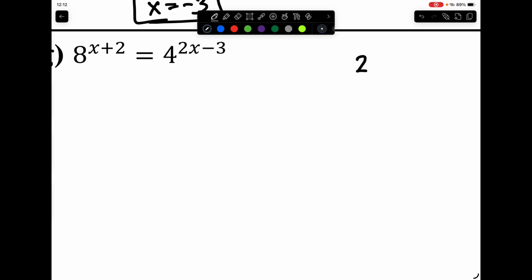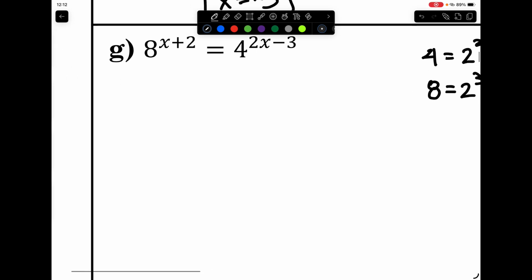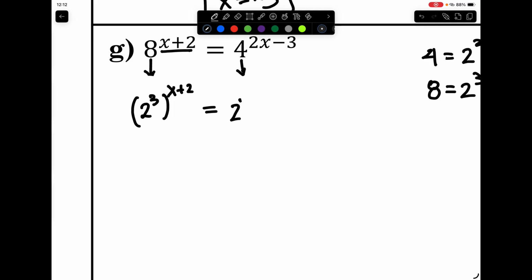So for 4, I can replace 4 with 2 to the second power, and I can replace 8 with 2 to the third. So let's do exactly that. So here I'm going to write 8 as 2 to the third power, and I'm going to put it in parentheses because that's going to be raised to this exponent of x plus 2. And I'm going to now replace the 4 with 2 to the second power in parentheses and raise that to the 2x minus 3. Okay?